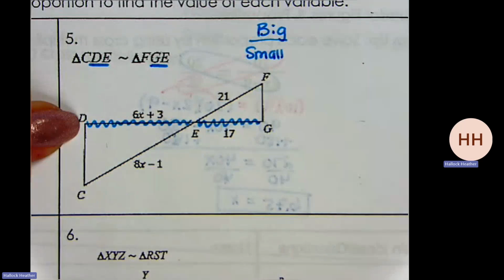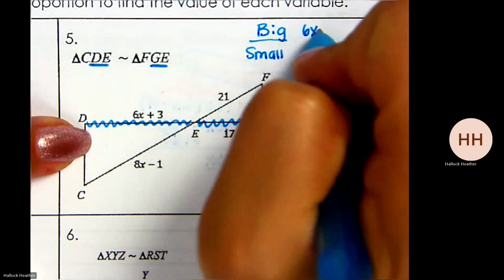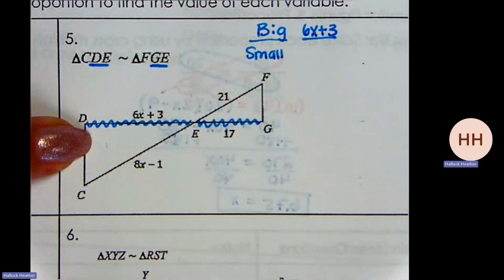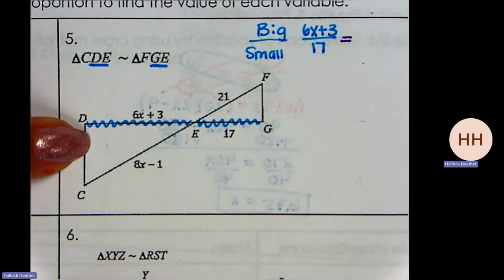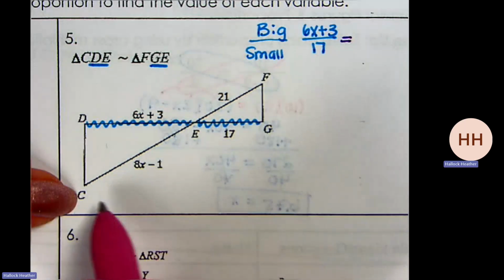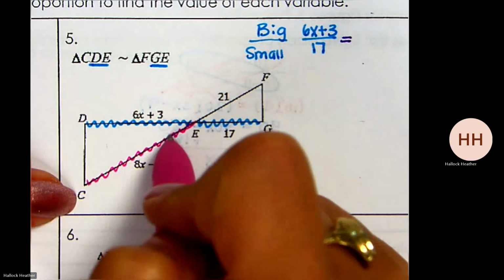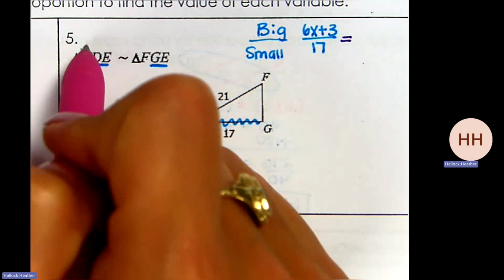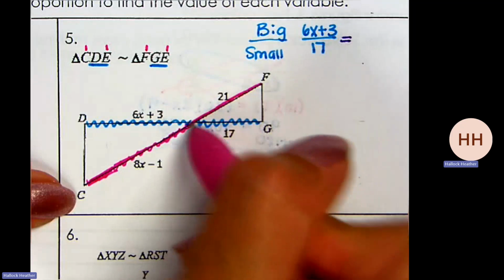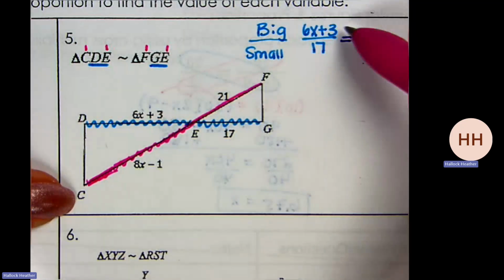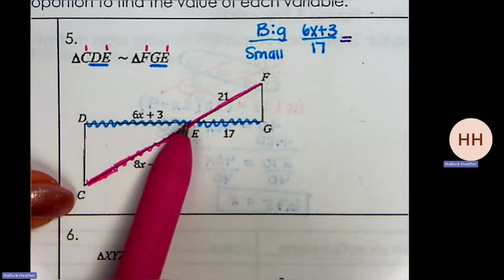Your proportion is going to be big triangle divided by small triangle. That's going to be like the formula that you're using. So I'm going to start with the big, which is 6x plus 3, divided by its matching small piece, which is 17. I'm going to put an equal sign in the middle. And now I'm looking for the next half of the proportion. So if I'm looking at my big triangle, I'm going from C to E. C to E is from here to here. C to E is the first letter and the last letter. So it needs to match with F to E, the first and last letter of the second one, which is 21. I'm going to always do big divided by small. So I did 6x plus 3 divided by 17 because this was the big piece compared to the small piece.